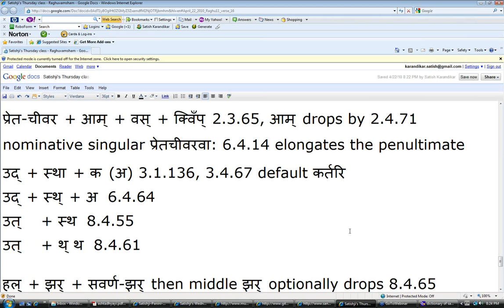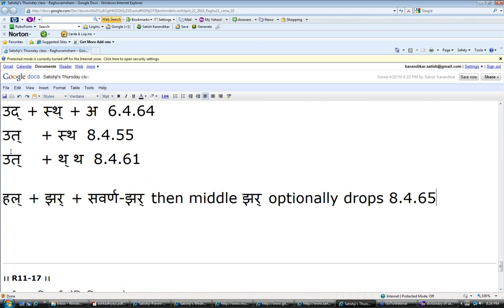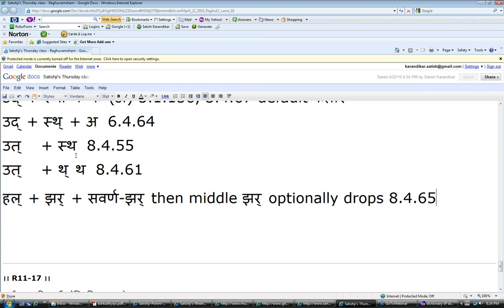Jaro Jari Savarne. So do we have that? Yes, we do have that because we have the ta, which is any hal, meaning any consonant. Then this tha, of course, is the same letter. Every letter is Savarna with itself. That's obvious. So the tha is the same letter. So then the middle tha will drop as Jaro Jari Savarne, 8465.